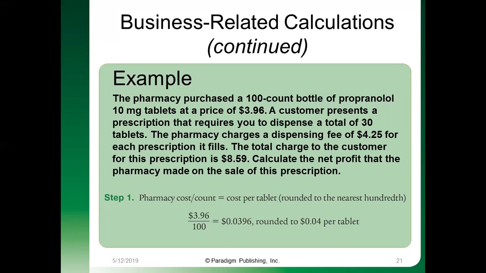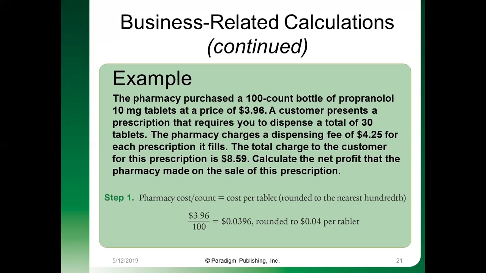The pharmacy purchased a 100-count bottle of propranolol 10 milligram tablets at a price of $3.96. A customer presents a prescription that requires you to dispense a total of 30 tablets. The pharmacy charges a dispensing fee of $4.25 for each prescription it fills. The total charge to the customer for this prescription is $8.59. Calculate the net profit that the pharmacy made on the sale of this prescription.